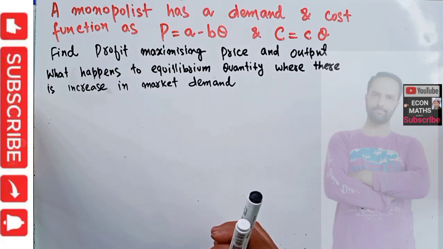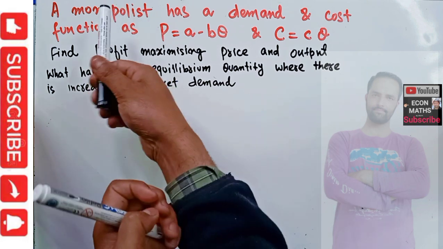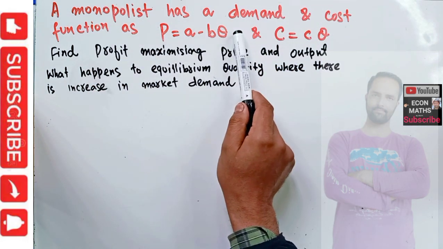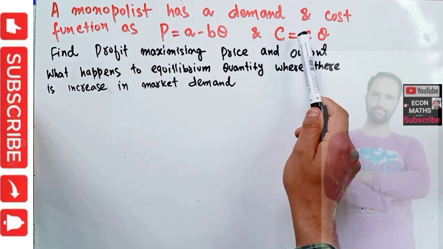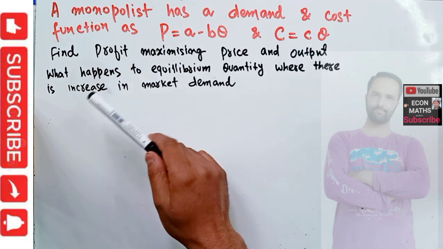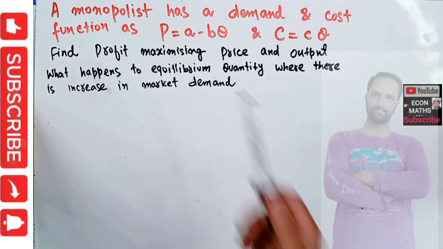In this video, we will solve a question on profit maximization and comparative statistics. The question is, a monopolist has a demand and cost function as P is equal to A minus BQ, where Q is the output, P is the price, and the cost function is C is equal to CQ. Find the profit maximizing price and output and do the comparative statistics to show what happens to equilibrium quantity when there is an increase in market demand.